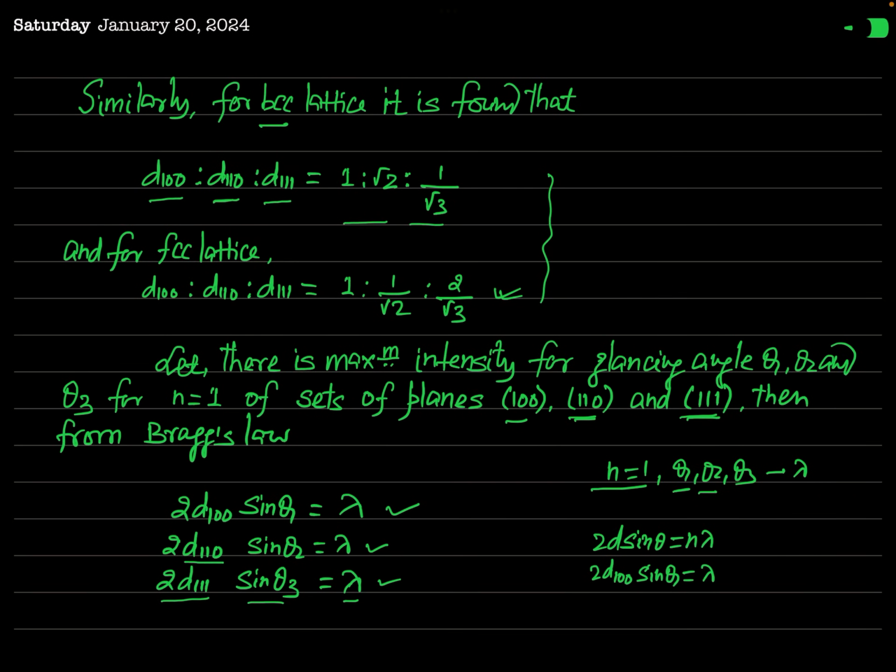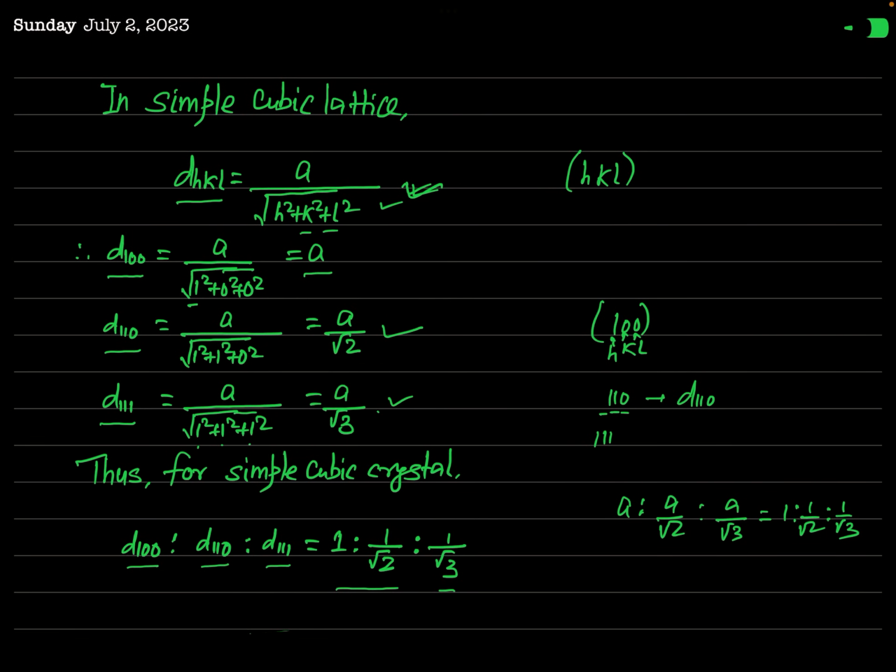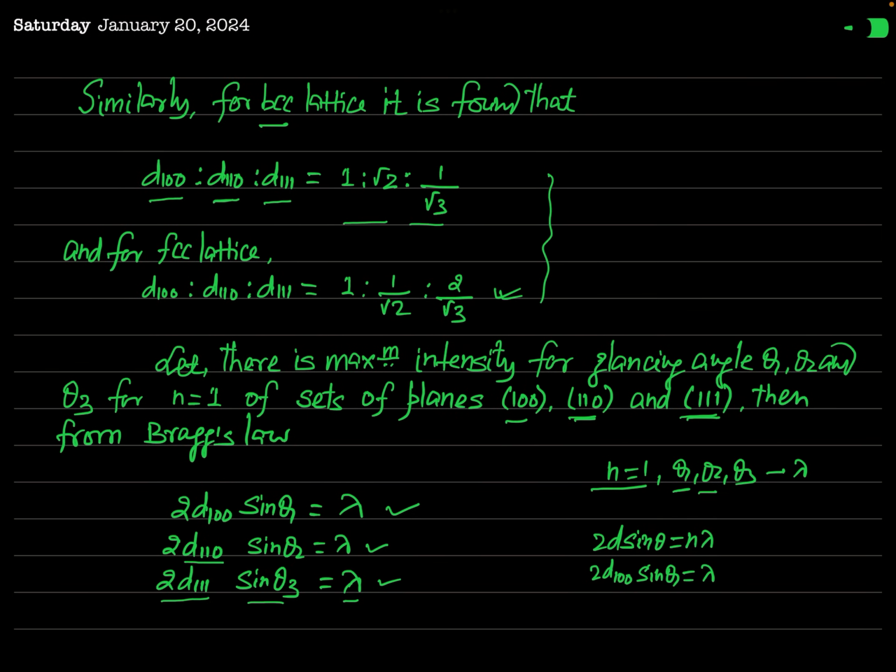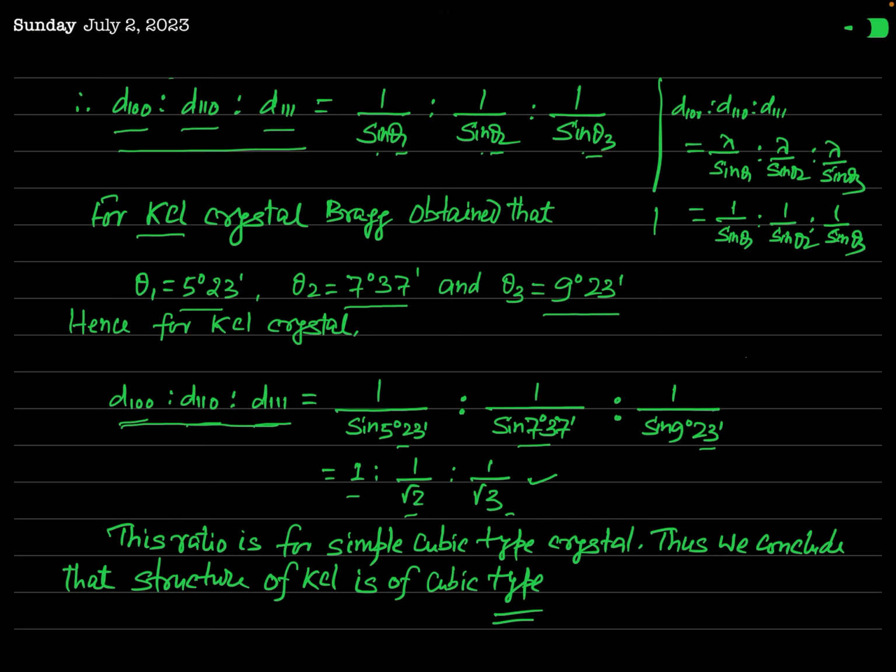Now, the ratio we have obtained is the same as the ratio in the case of a simple cubic lattice. Since the ratio equals that of a simple cubic lattice, we can conclude that this KCl crystal is simple cubic. In this way we can analyze the structure of the KCl crystal using Bragg's law. So this ratio is for a simple cubic type crystal, and thus we conclude that the structure of KCl is of cubic type.